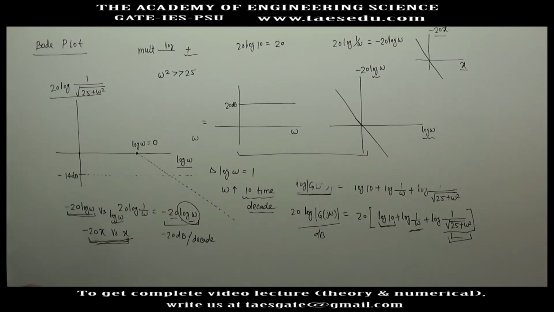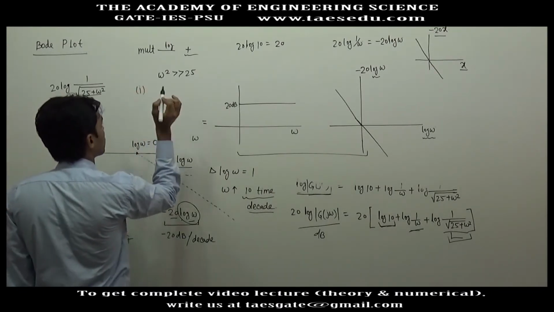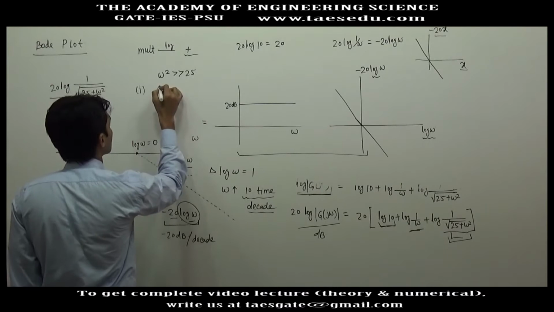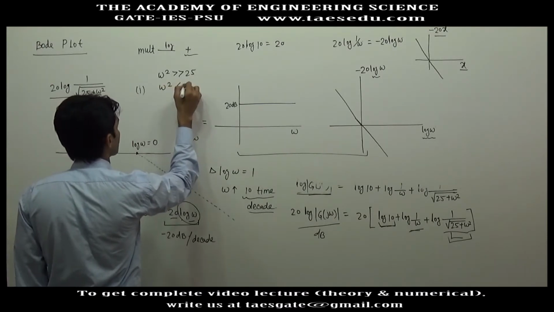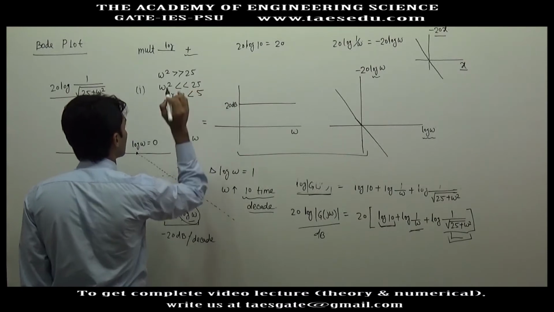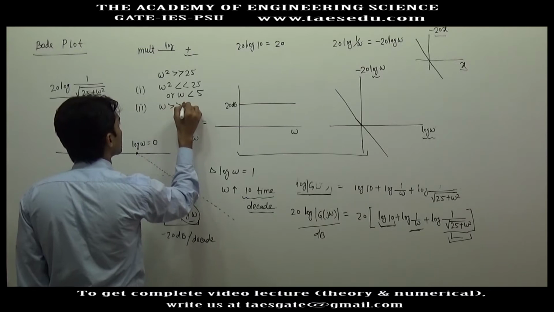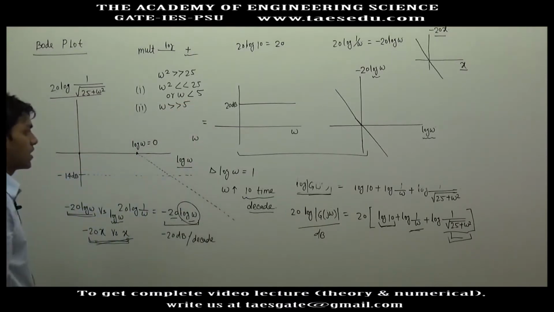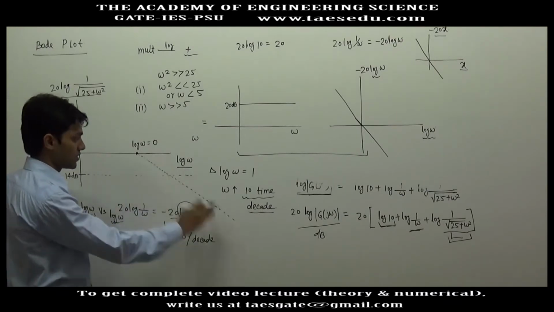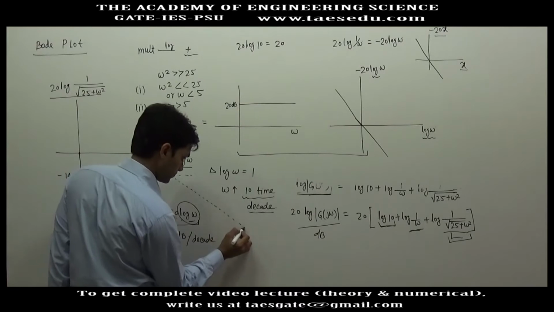So we got two graphs for the two different cases. The first case is when omega square is much less than 25, or omega is much less than 5, and the second graph is when omega is much greater than 5. In the first case we got a constant line, in the other case we got a straight line with negative slope.